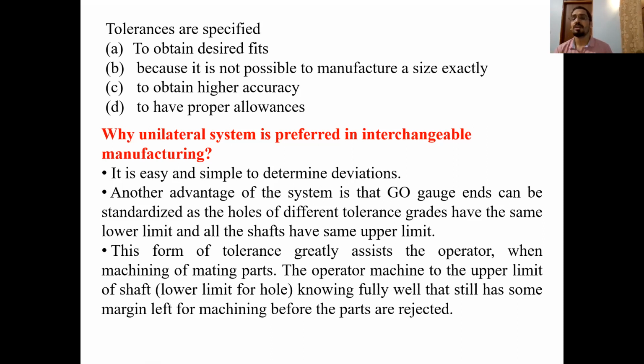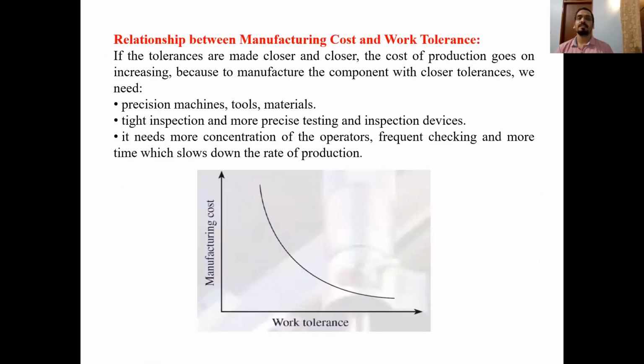That's why we use the unilateral system in interchangeable manufacturing. I think this is clear to you. Next is the relationship between manufacturing cost and work tolerance. So what is the relationship between the manufacturing cost and work tolerance?